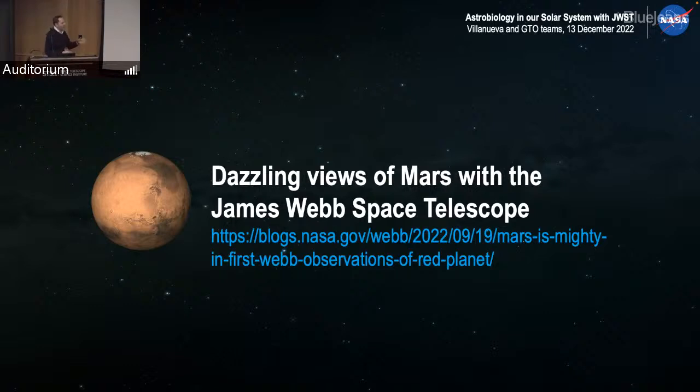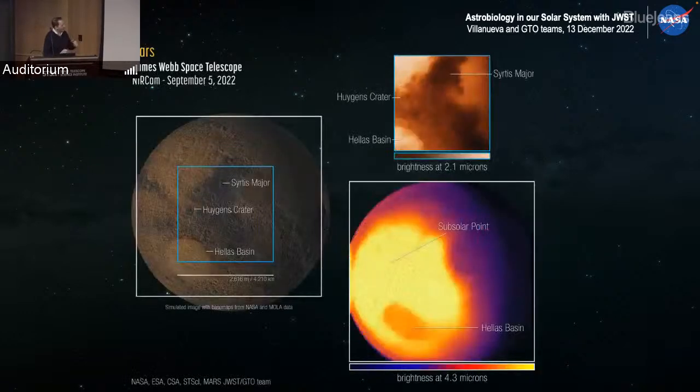But the data is challenging. Actually, when we were invited to work on Mars, we knew there was going to be a challenge because Mars is too bright. So this is some of the first data that we got from NIRCam. You can see the upper one is the 2.1, the short wavelength filter, and then the 4.3. You can see they look like a stamp because we need to avoid saturation.